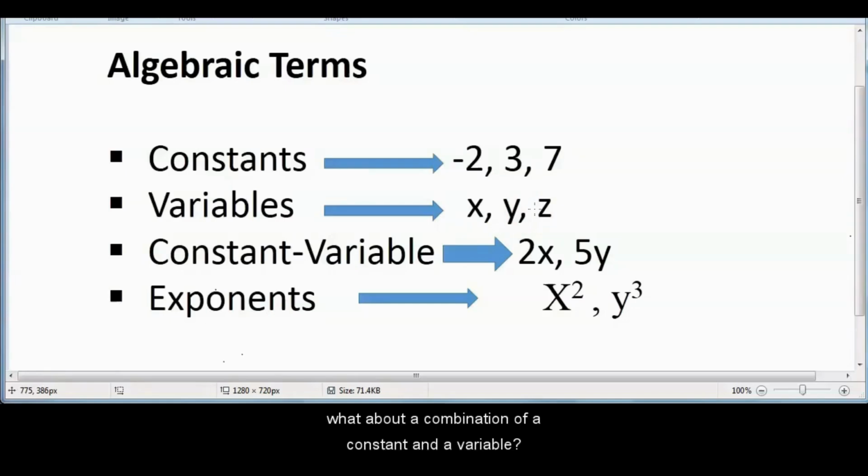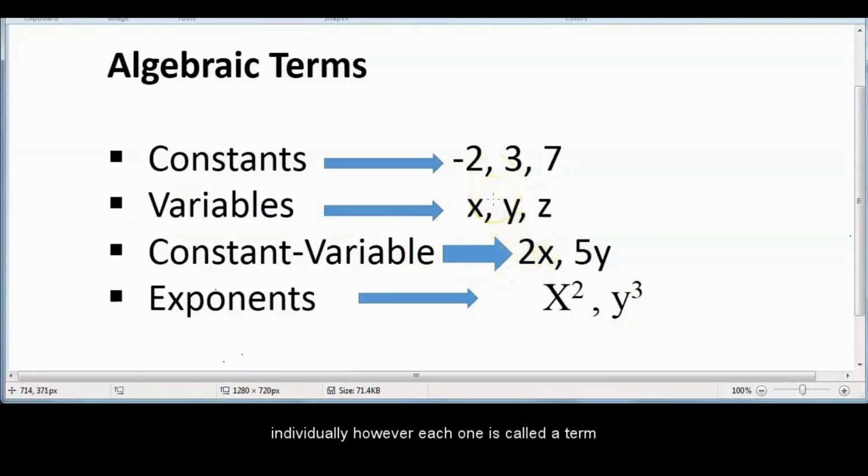What about a combination of a constant and a variable? Say 2x, 5y, and then exponent, x squared, y cubed. Now collectively, these are called algebraic expressions. That is, if we have two or more of these joined together, we call it an algebraic expression. Individually, however, each one is called a term.